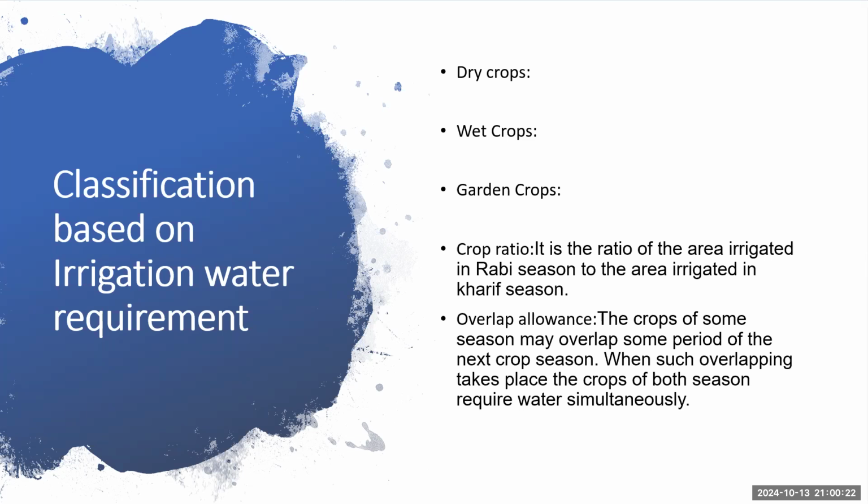Then there is a term overlap allowance. What is overlap allowance? The crops of some season may overlap some period of the next crop season. That is called overlap allowance. When such an overlap takes place, the crops of both seasons require water simultaneously. So this overlap allowance needs to be considered while calculating the crop water requirement.